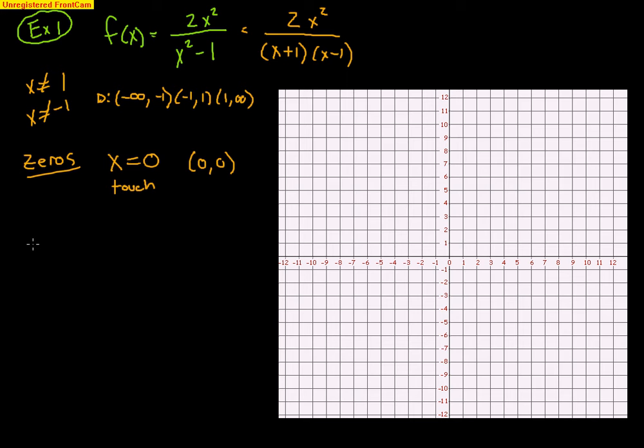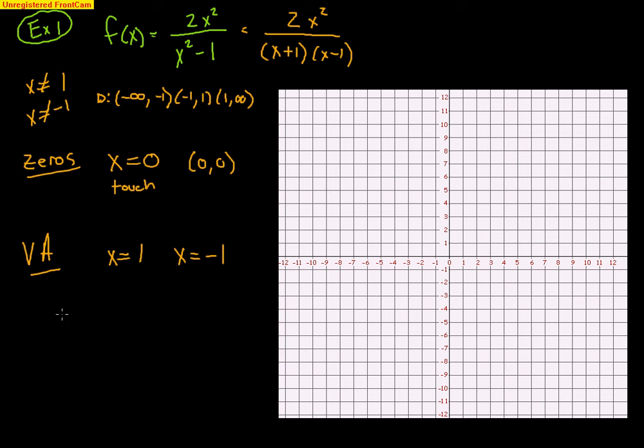All right, what about our types of discontinuities? Because negative 1 and positive 1 only make the bottom 0, we have vertical asymptotes. These are essential discontinuities at x equals 1 and x equals negative 1. Those are vertical asymptotes. Again, these make the denominator only 0. Nothing was canceled out, nothing got removed, so there's no removable discontinuities. These are essential, which are vertical asymptotes.